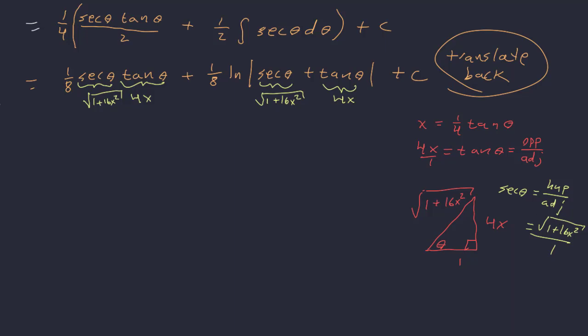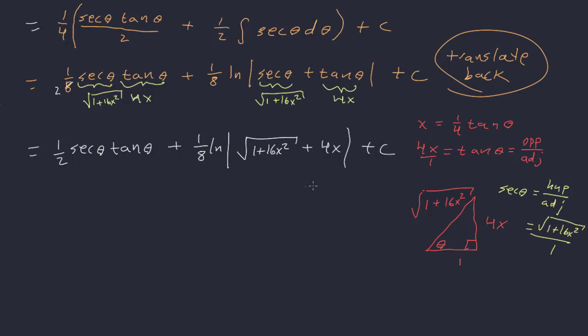All right, so here in this step, let's just put this all back together. Notice this 4 is going to cancel with that 8 and leave us a 2. So it'll just be 1/2 secant theta tangent theta, plus we'll have 1/8 times the natural log of the square root of 1 plus 16x squared plus 4x plus C, and there we go.